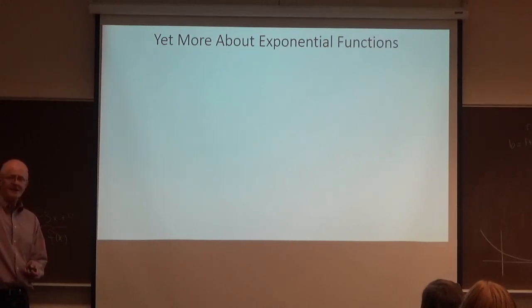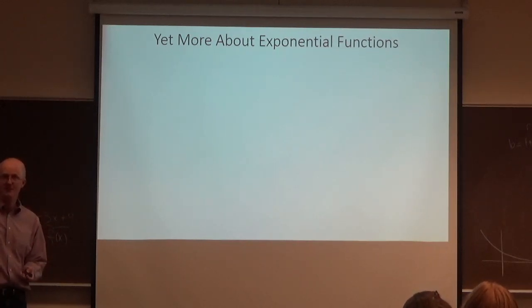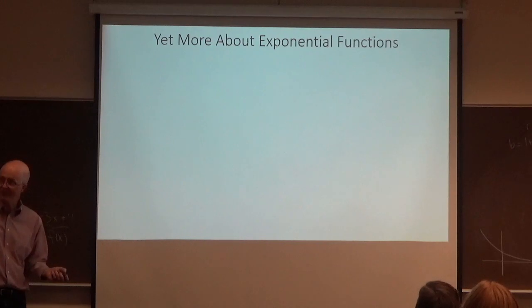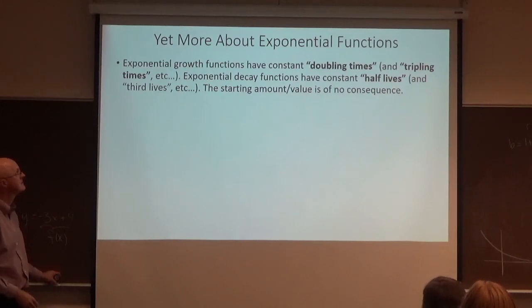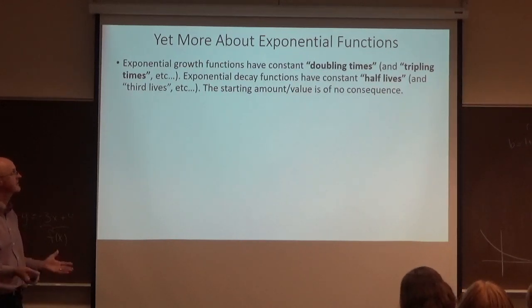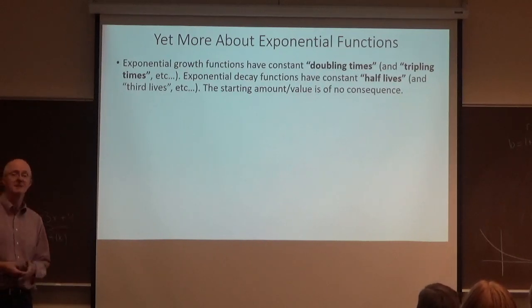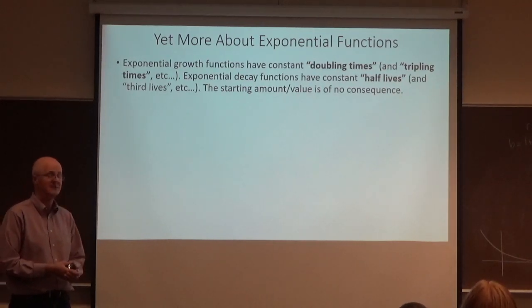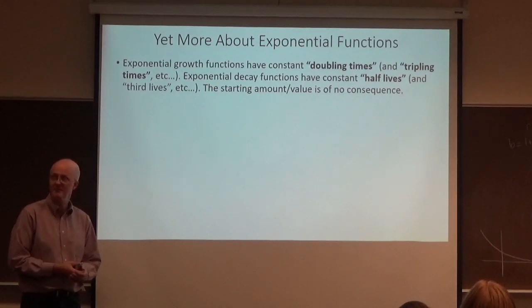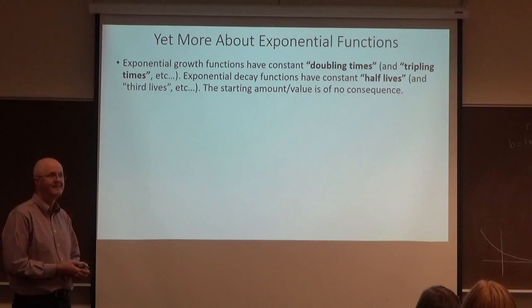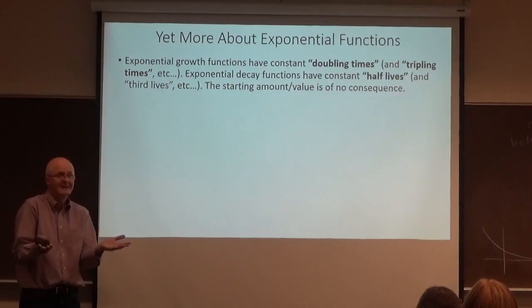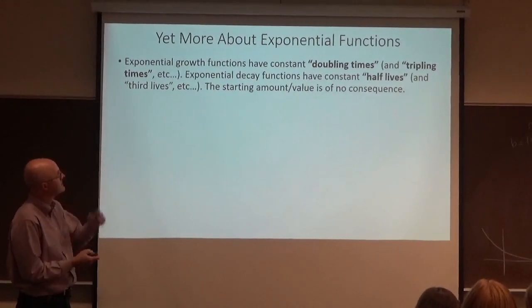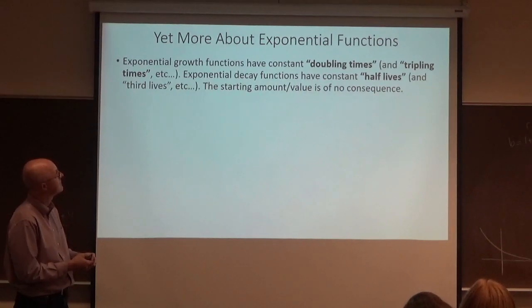Here are a doubling time or half-life. Okay, those are common applications of exponential functions, like with population growth or growth of money in a bank account or radioactive decay. Exponential growth functions have constant doubling times and also constant tripling times and quadrupling times and quintupling times, sextupling times, septupling times for 7, octupling times. The amount of time in any given situation it takes to double is constant, no matter the starting amount.